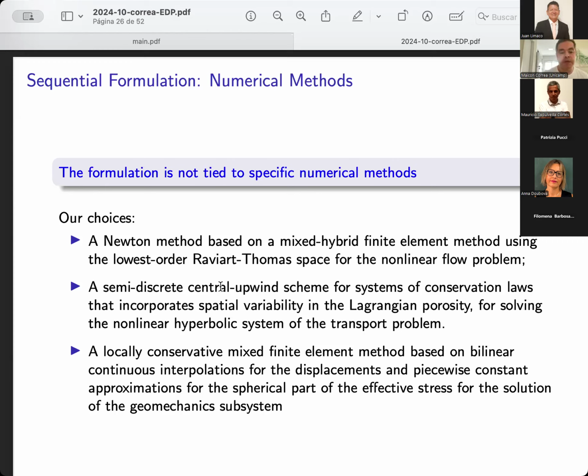So it's a pretty new scheme. It's really interesting. And for the geomechanics, it's again a mixed method posed in terms of the displacement and the spherical part of the effective stress.